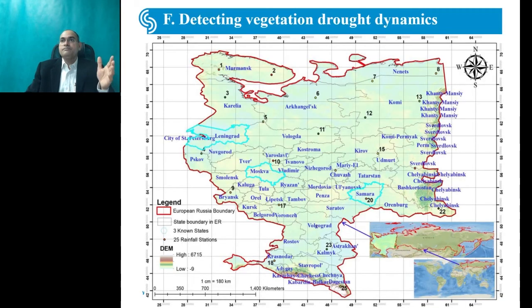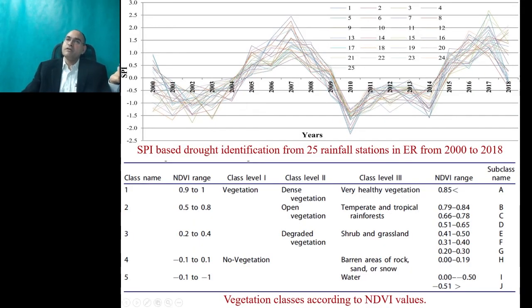This is European Russia, and there I studied vegetation drought dynamics, how rainfall, temperature and vegetation interact with each other and make them meaningful. In European Russia, I made 25 rainfall stations and collected rain information, and this information was in SPI, standardized precipitation index. If the SPI is +2 it means extreme wet, and -2 means extreme drought. Here you can see that from 2000 to 2004 it's a negative value, then again positive, meaning wetness and dryness, and these are the changing points.